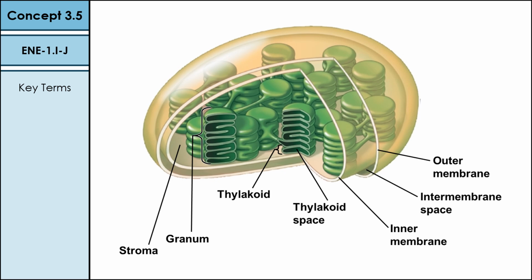Granum is a Latin word that means stack of coins, because the granum and each one of those little cylinder discs, those are called thylakoids, and the thylakoids are stacked and they're interwoven within the chloroplast structure to allow an increase in surface area. An increase in surface area means that we can create more membrane-bound processes. So the first process in photosynthesis that we're going to look at really relies on these membrane-bound proteins in order for it to function. So we have a lot of membranes for that process.